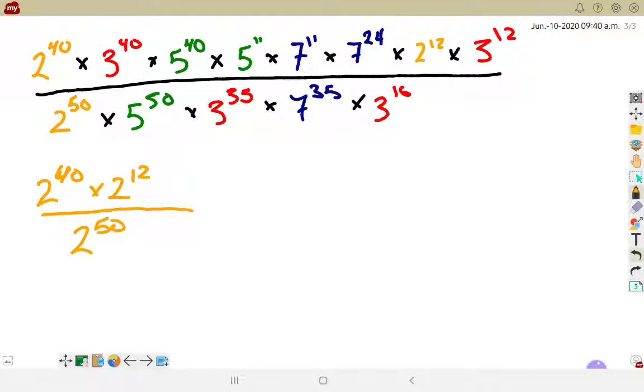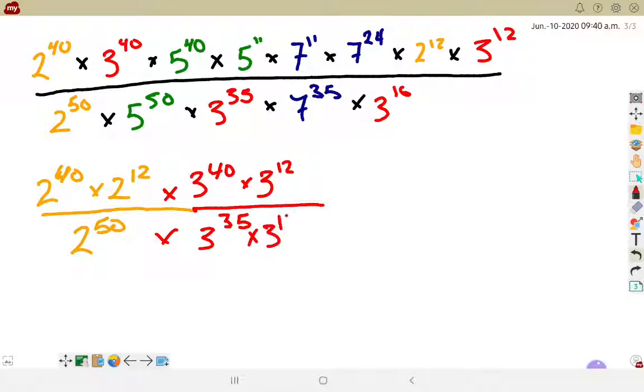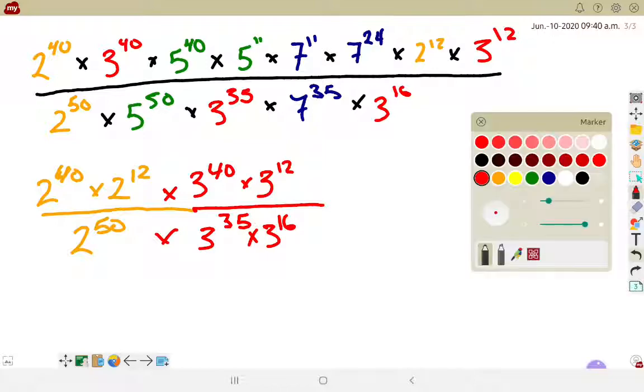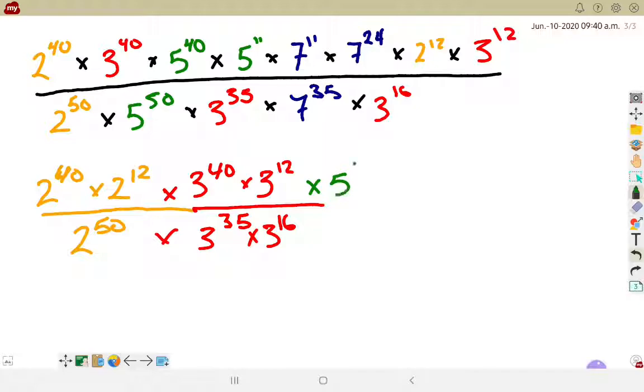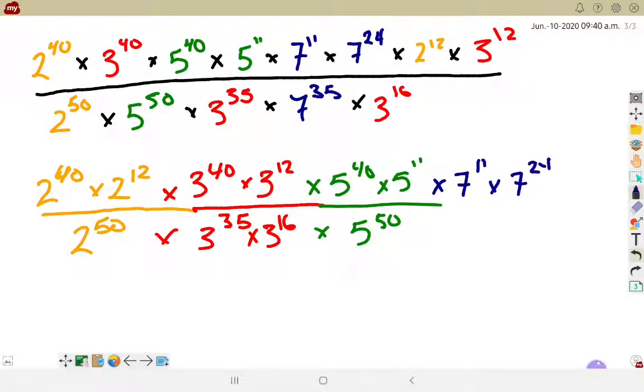And then my next one is my 3's, so I've got 3 exponent 40 times 3 exponent 12, and in the denominator, I've got 3 exponent 35. I'm just writing them near one another, even in the denominator. And the fourth one I have is 3 with an exponent of 16. On to my green, that's my 5, so I got 5 exponent 40 times 5 exponent 11, and in the denominator 5 exponent 50. And finally the blue for 7, so we got 7 exponent 11 times 7 exponent 24 over 7 exponent 35.